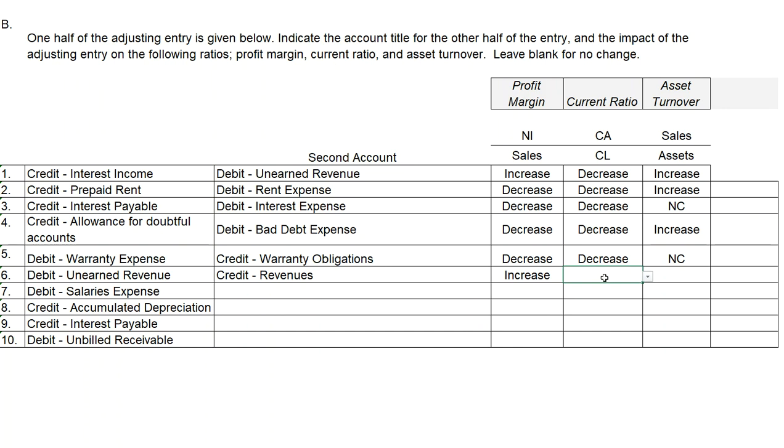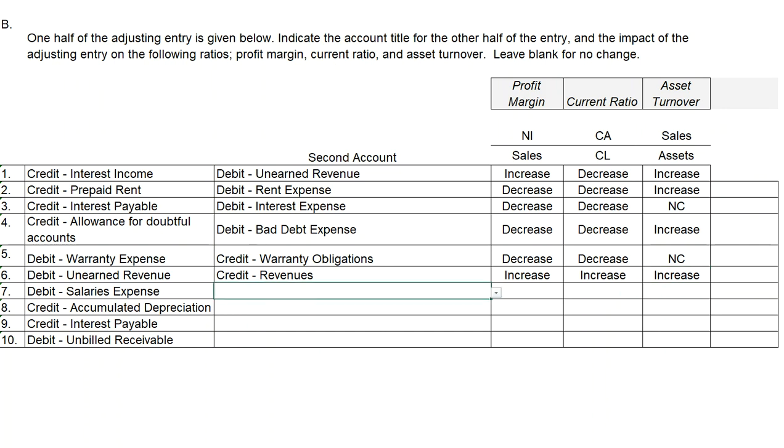We've had no change in current assets, but unearned revenues, a liability, went down. So as the denominator goes down, the whole current ratio does what? It increases. We had no change in assets, but sales, the numerator, increased. So we have an increase in asset turnover.